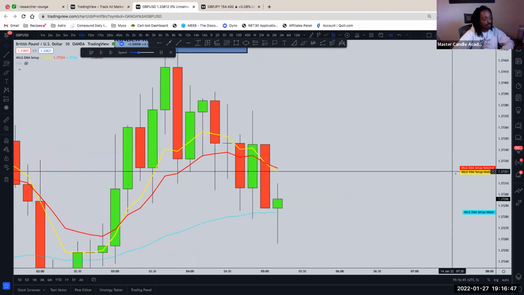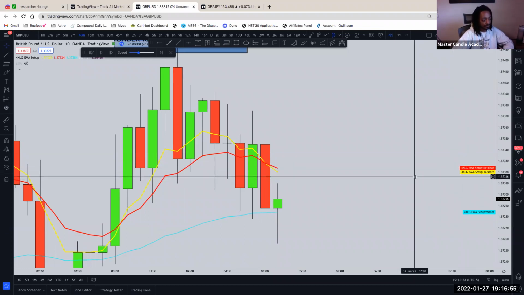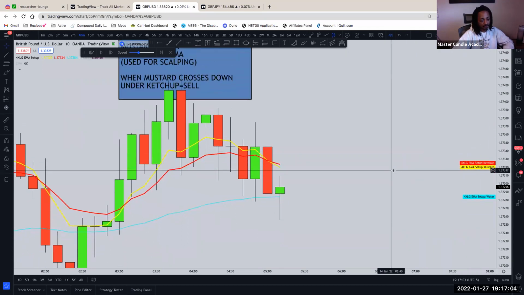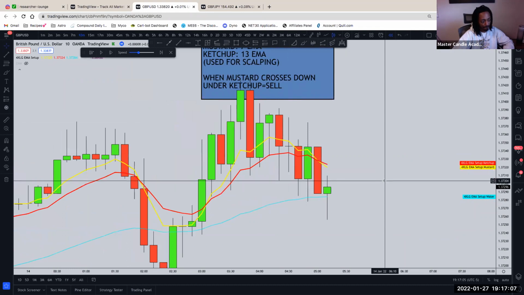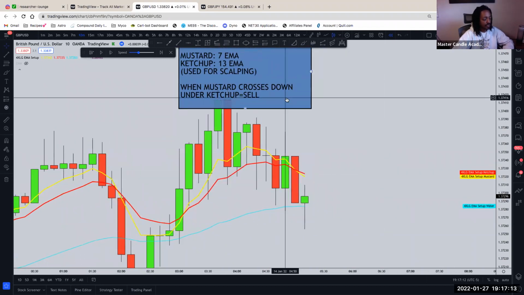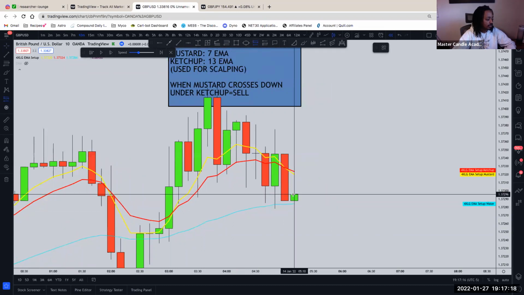Did ketchup, or I'm sorry, did mustard cross down under ketchup? Yes or no? Yes, it did. So what is that an indication of? We're selling. That's the example. We would enter the market.